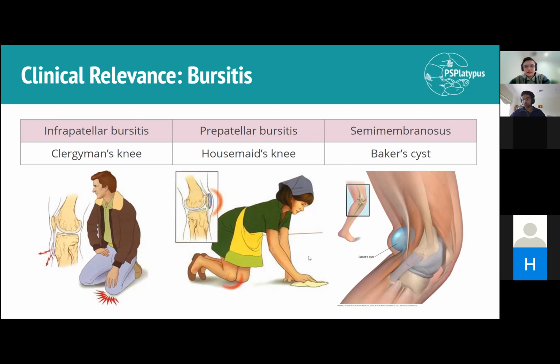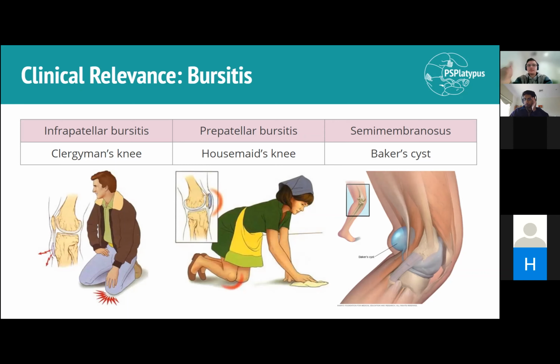Semimembranosus bursitis is perhaps the most clinically important one, not so much because of the inflammation of the semimembranosus bursa, but because you've got this other pathology called a popliteal aneurysm, which is abnormal expansion of the popliteal artery. It may be difficult to tell whether that's a popliteal aneurysm or just a Baker's cyst, so inflammation of the semimembranosus bursa. There are ways that you can tell that these are different.